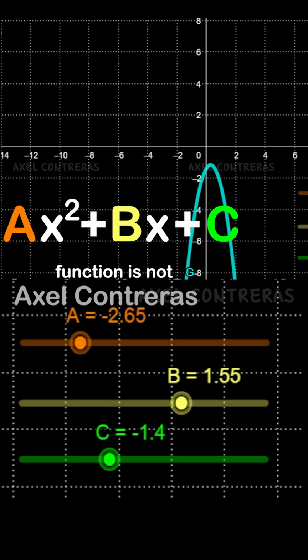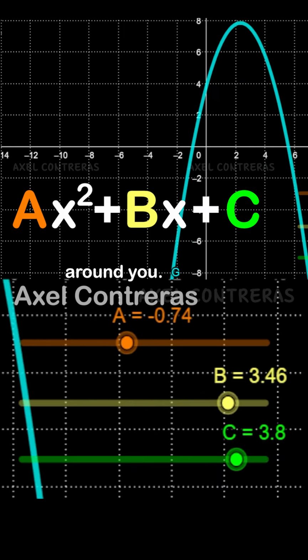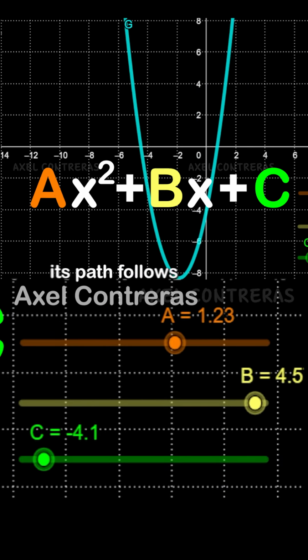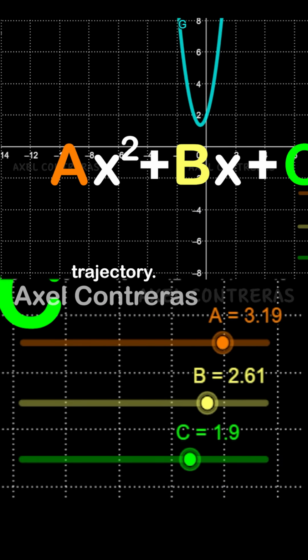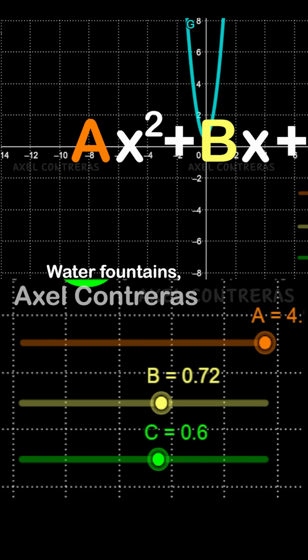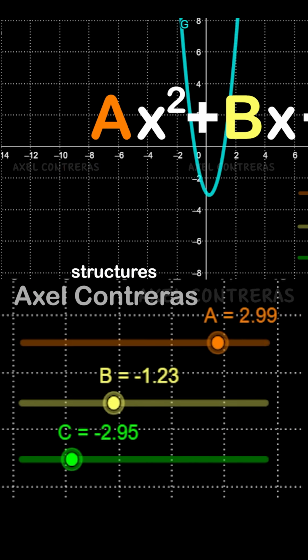But the quadratic function is not just theory, it's all around you. Every time you throw a ball into the air, its path follows a parabolic trajectory. You'll also find it in planetary orbits, water fountains, architectural structures, and in technology.